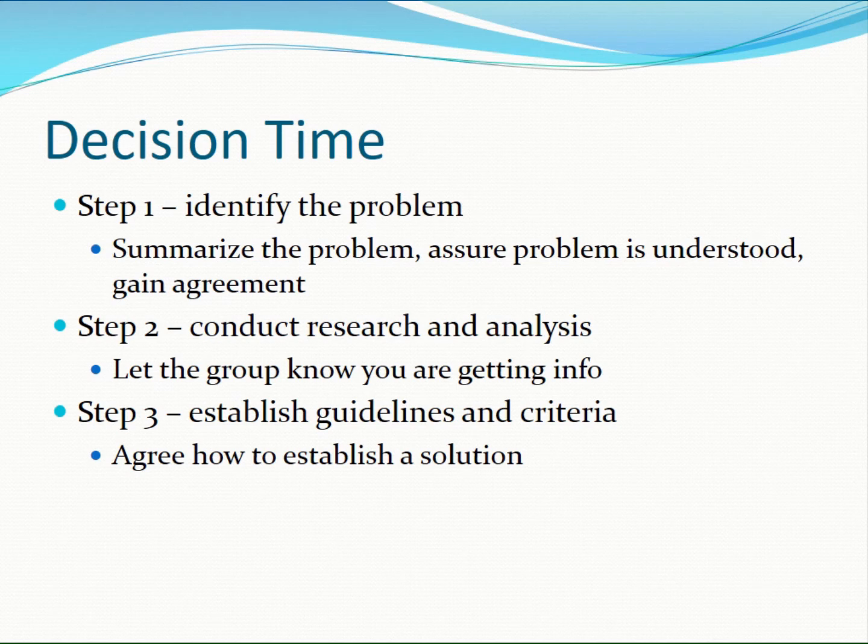When we make decisions as a group, or really anytime you make a decision, you go through this process. But as a group, it's a very slow process. So step one to making a decision as a group, you identify the problem. What is it that we're here to do? You summarize the problem, assure the problem is understood, and gain agreement about how to proceed.